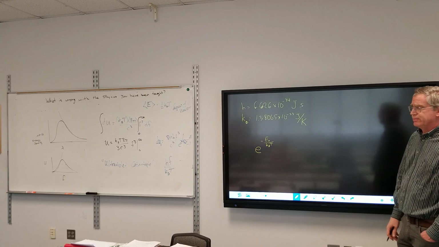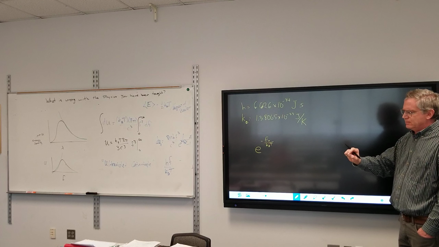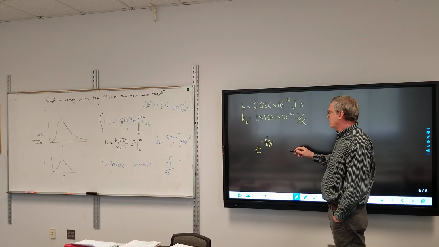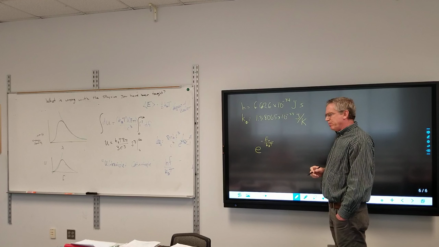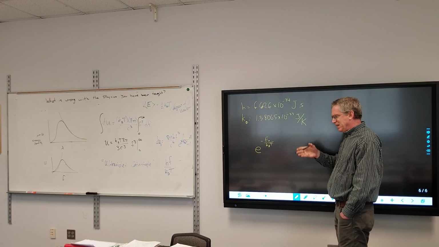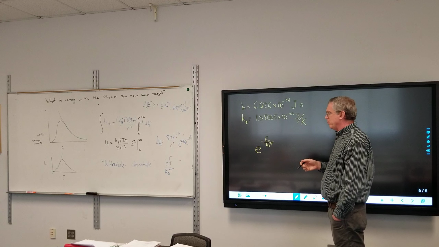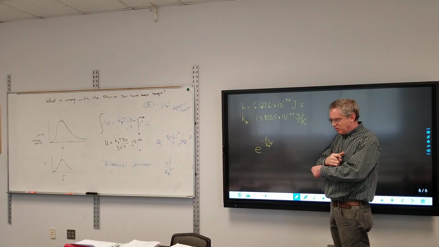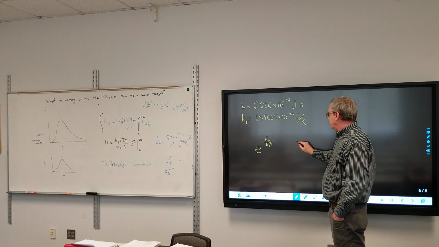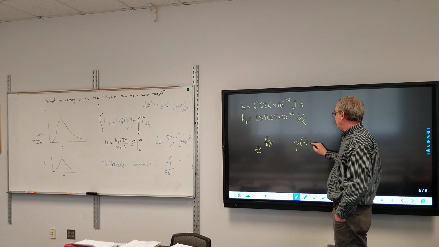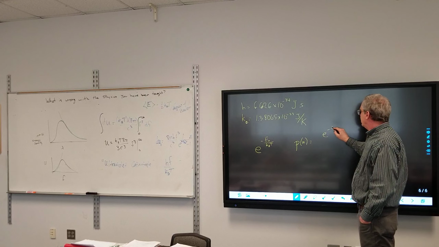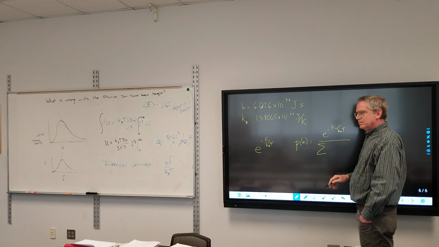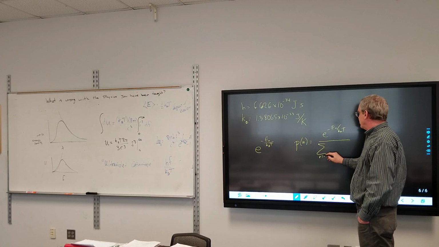I'm not going to justify that for the sake of time, and my notes are scattered all over the place to justify it. So if I want to figure out the probability of a particle being at a particular energy level, I basically figure out the probability of anything being at that energy level divided by the probability of all the energy levels. In essence, the probability of being at some energy level n is going to be e to the negative E sub n over kBT divided by the total, n equals 0 to infinity.